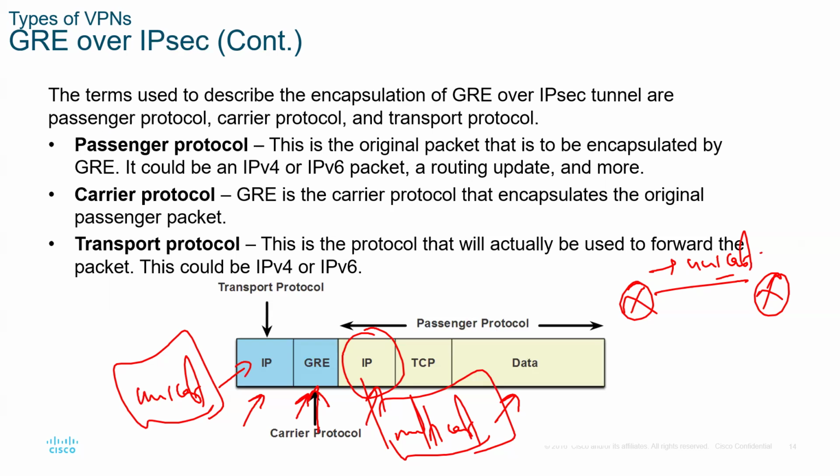Right, specific terms to define here: GRE with the passenger protocol, which is the original packet encapsulated by GRE. So this is the passenger protocol, the original packet. Then we have the carrier protocol, which is GRE, which encapsulates the original packet. I think we can see from the diagram there. Then we have the transport protocol, which will be used to transport the information in a GRE plus the original data. GRE over IPsec.